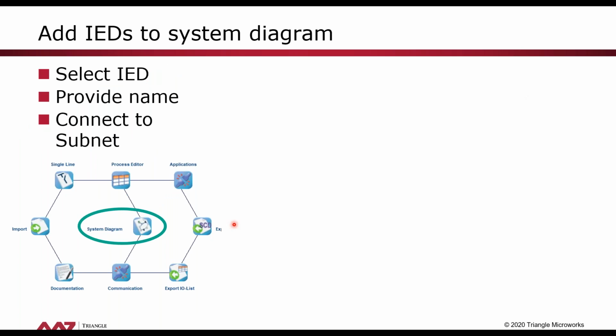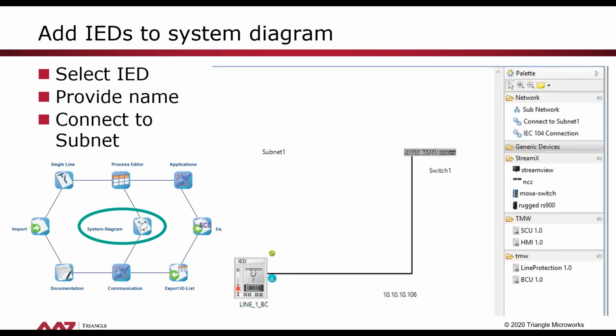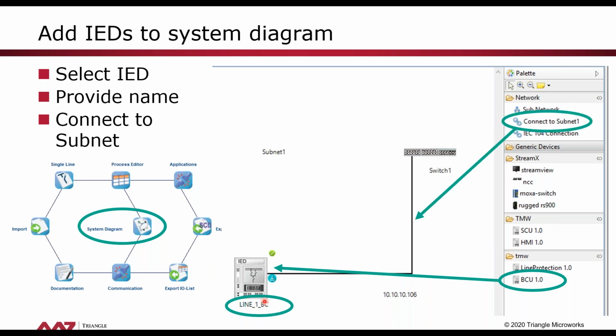And then on the system diagram, we can place the device. We can give it a name. With that, we create an instance. So we have selected the device from the palette, have dragged it over here. We have then selected a name to give it a unique name. We then connect it with the connect to subnet.